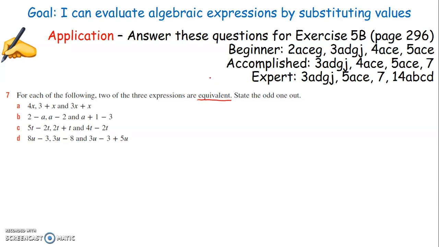So equivalent means that they would give you the same answer. They would give you the same answer for every value of x. Okay, so say if I put x equal to 1 in, all of these would give me a certain value, and the 2 that give me the same values, they are equivalent.